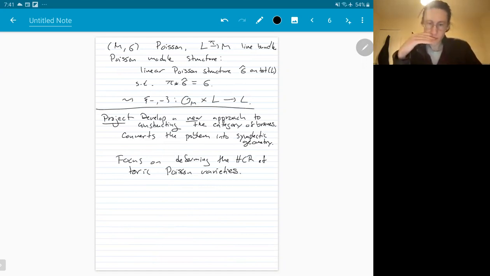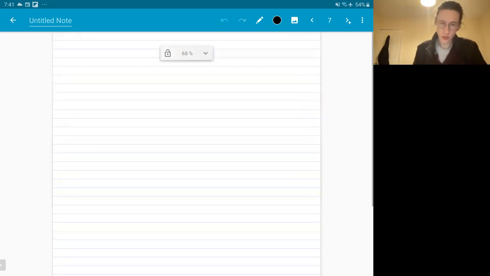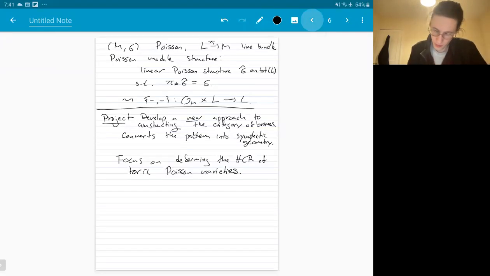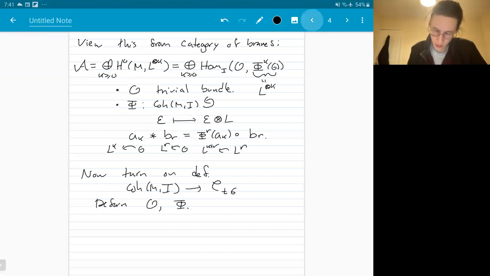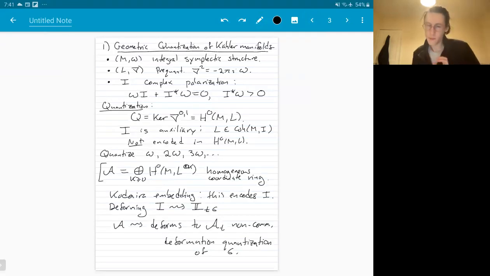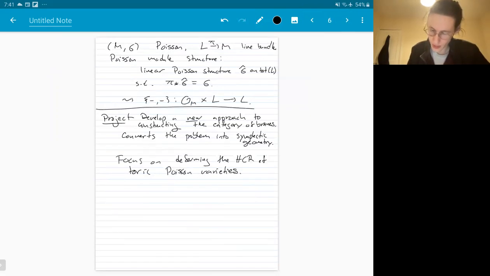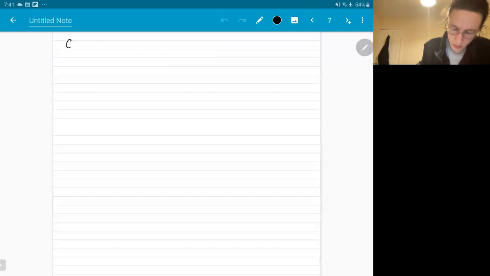So in order to explain this, I want to go back to geometric quantization. The approach that I gave here was the B model approach using the category of coherent sheaves. So I want to give now an A model approach.